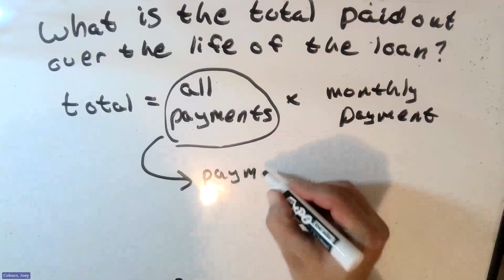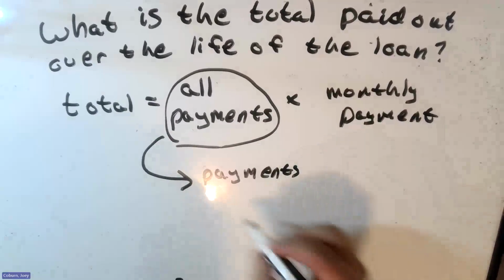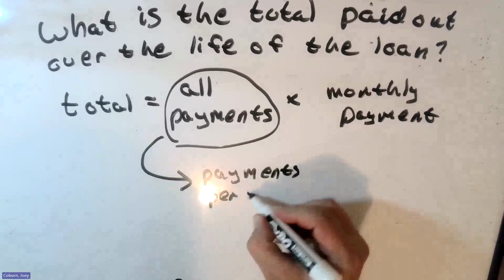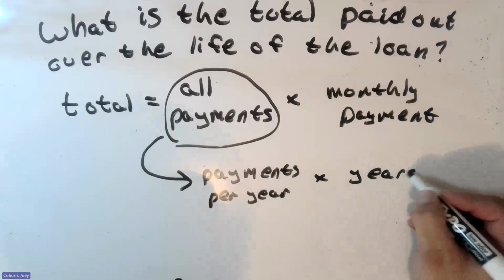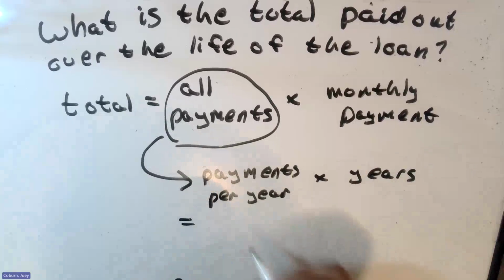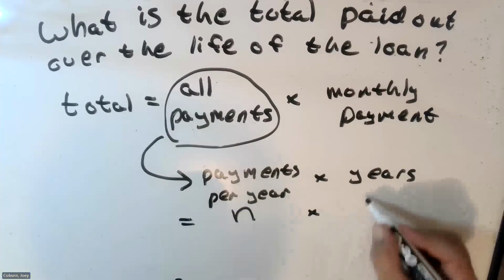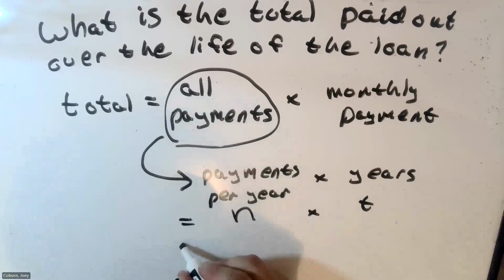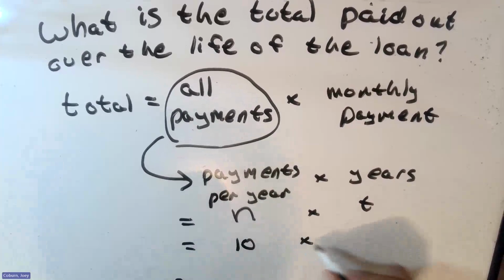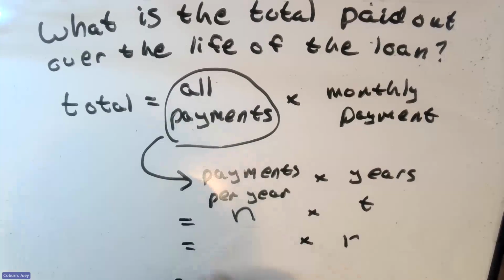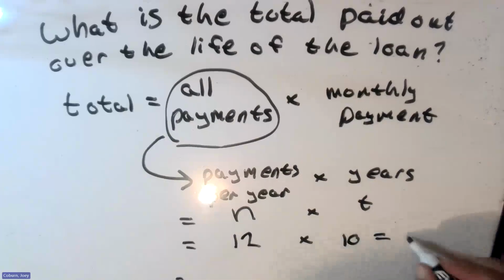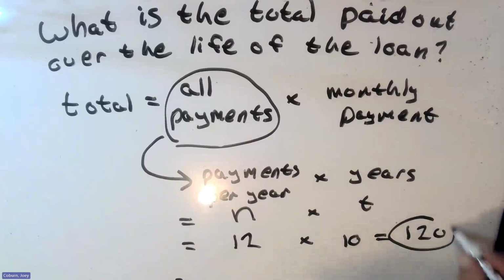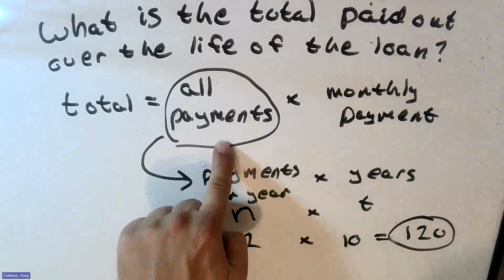This will be a little more familiar in just a moment. So payments per year times years. Well, we know that that's going to be N times T, or, oh, I'm sorry, let me back up, 12 times 10. 12 payments per year for 10 years, or 120. That's the number that needs to go here.